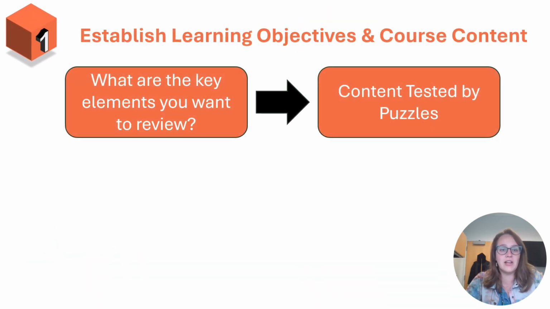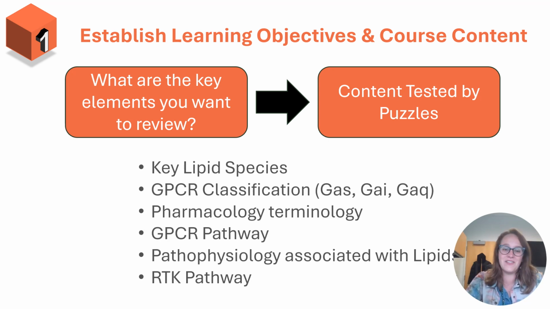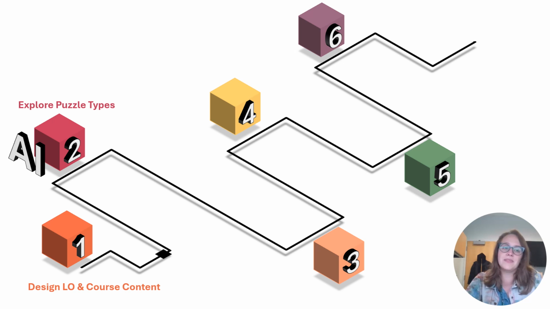where we want to start is establishing the learning objectives and course content that is going to be needed to be tested. So we want to ask ourselves, what are the key elements we want to review as part of our escape game? And therefore, this will help us determine what content we want to test with puzzles. And so specifically, we wanted to test about key lipid species, GPCR classification, pharmacology terminology, GPCR pathways, pathophysiology, and receptor tyrosine kinase pathways.